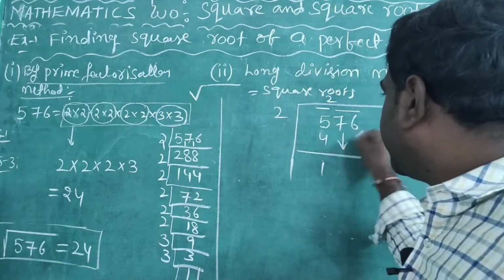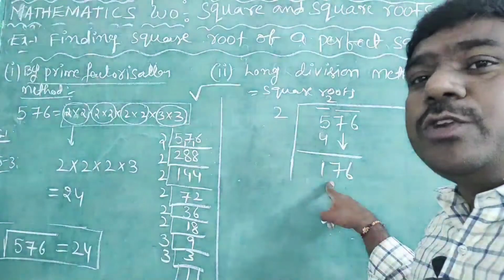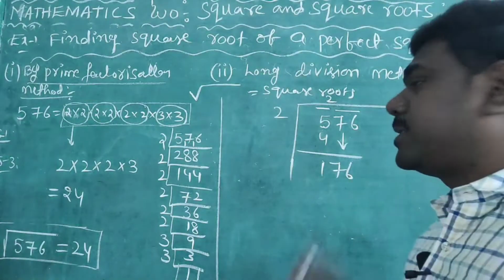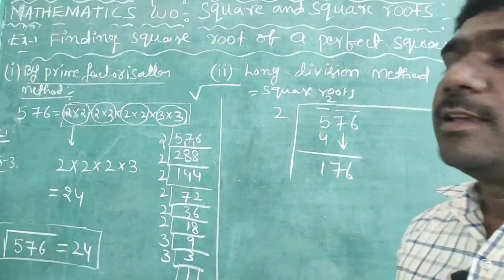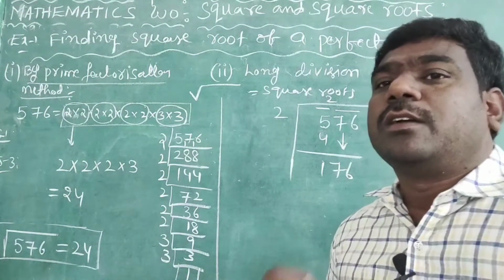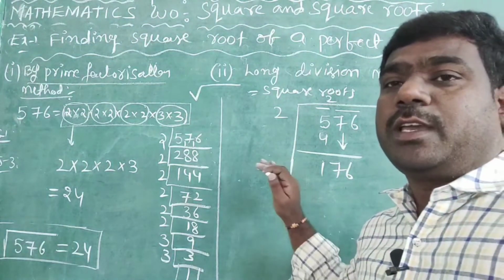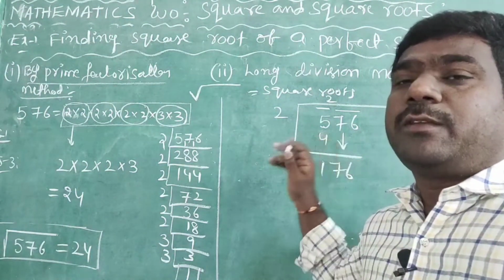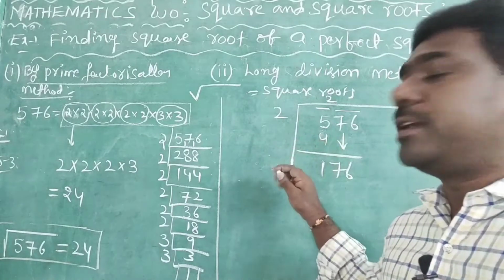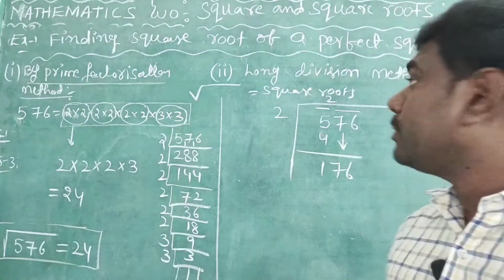Now bring the next pair down. Now it becomes the new dividend, 176. Again we have to do the division. How to do here? Yes. Now here, be a little bit careful and concentrate. How I am doing here, in the same manner you have to do.